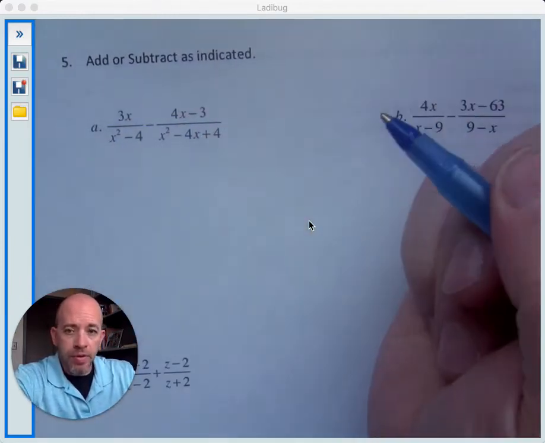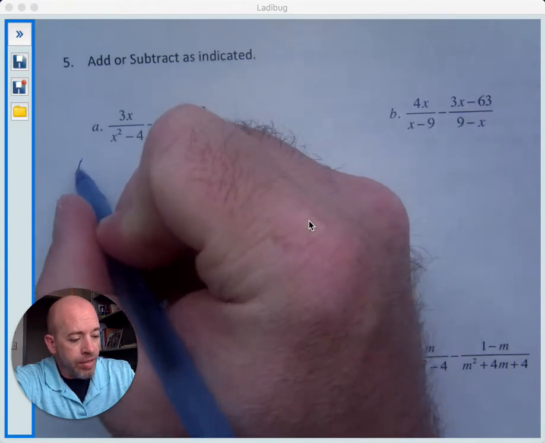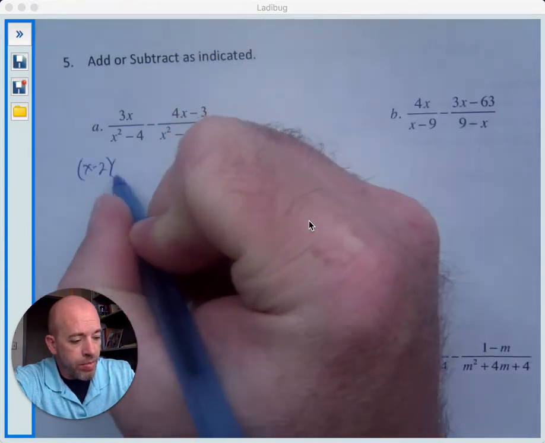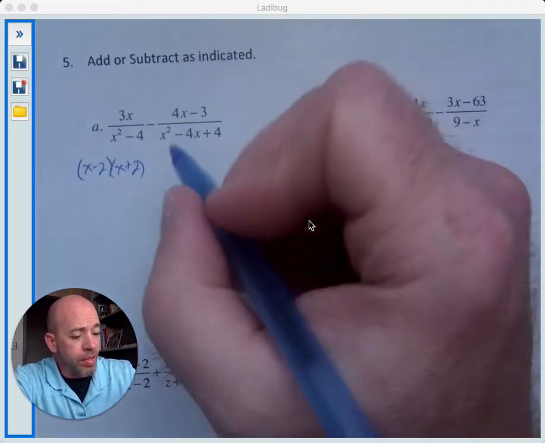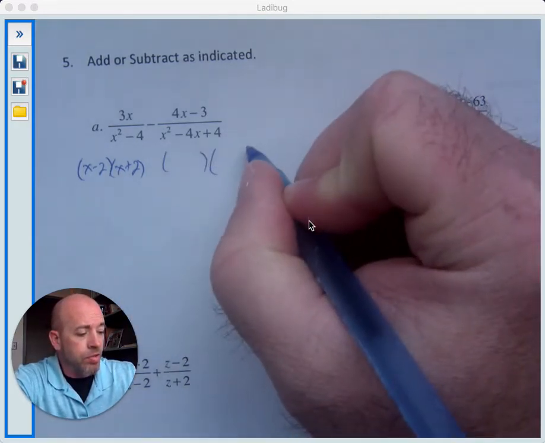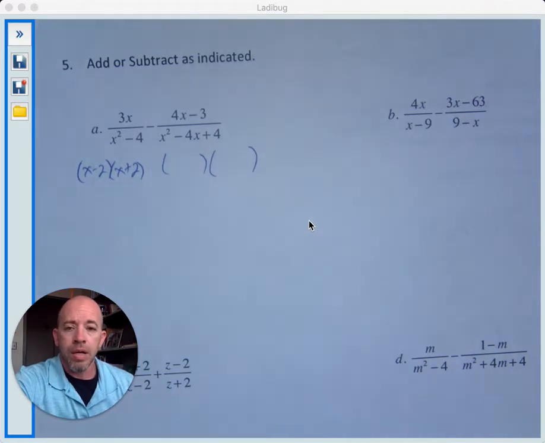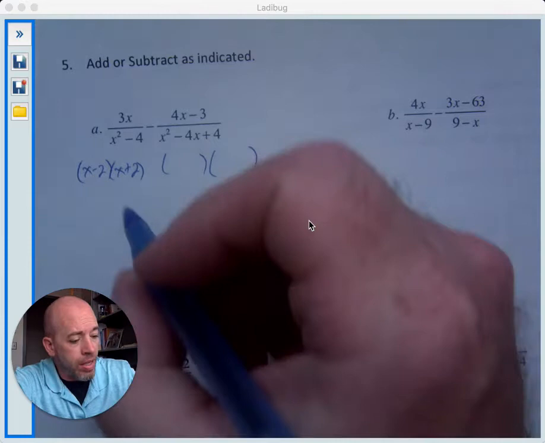X squared minus 4 is a difference of squares. We can factor that into x minus 2, x plus 2. X squared minus 4x plus 4 is a trinomial that is fairly easily factored into two binomials, right? We can factor that into x minus 2 and x minus 2.